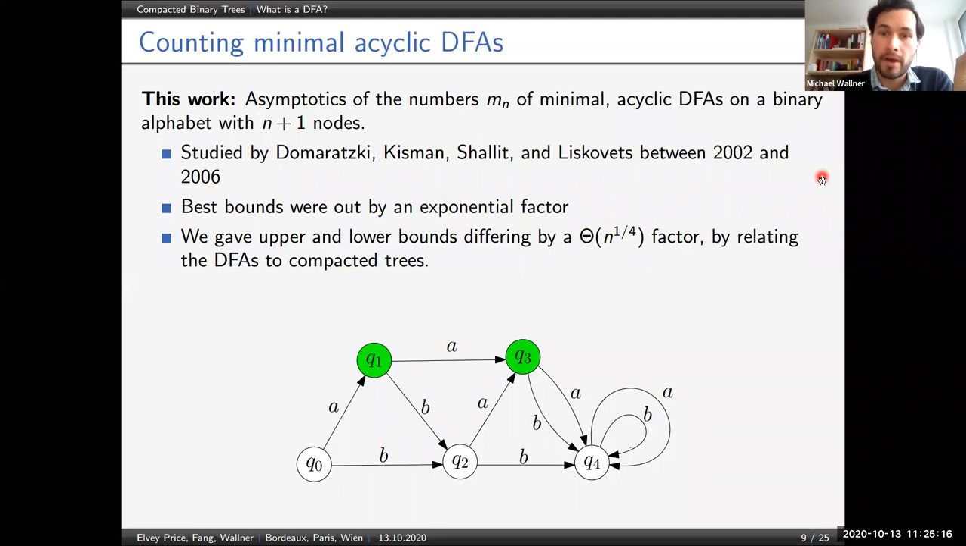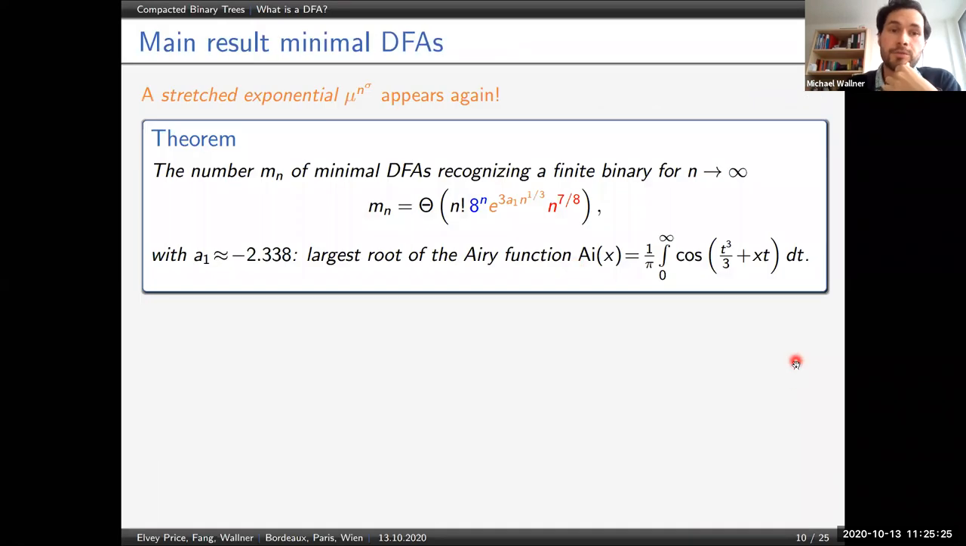And these were off by a polynomial factor n to the 1 on 4. But now I'll show you how we can use our method in order to get the main result here, and we show that the stretched exponential appears here again. And now the polynomial factor is n to the 7 on 8.